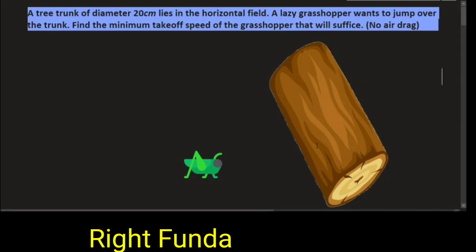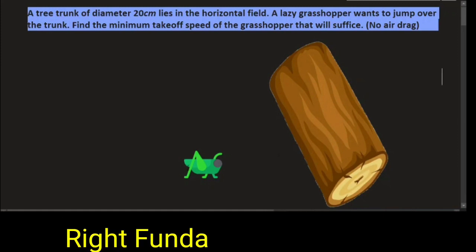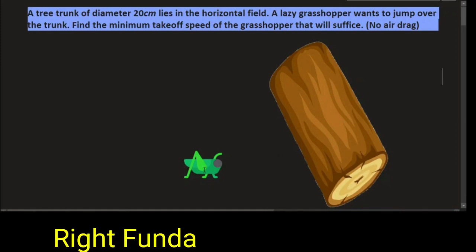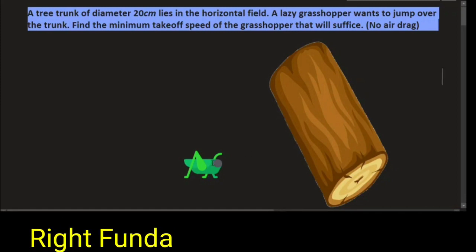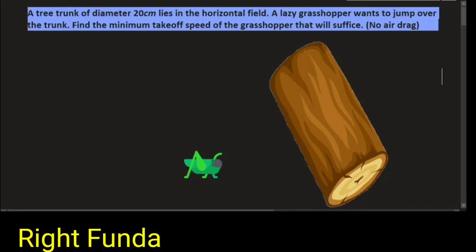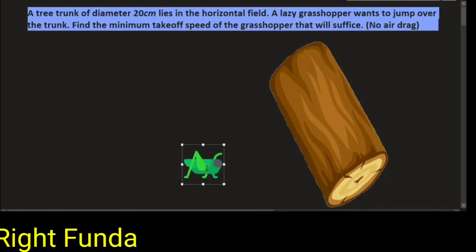So there's a tree trunk, a cylinder, a perfect cylinder type of thing, lying on a horizontal surface. There's a grasshopper, and you want it to jump over this. So this grasshopper wants to jump over with the minimum speed, so he has the minimum energy to expend. So how will he be jumping?